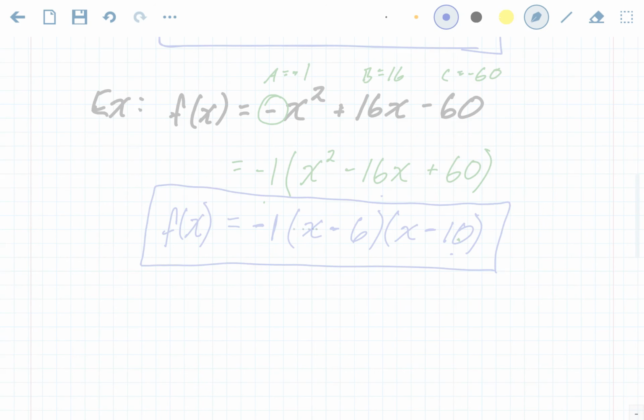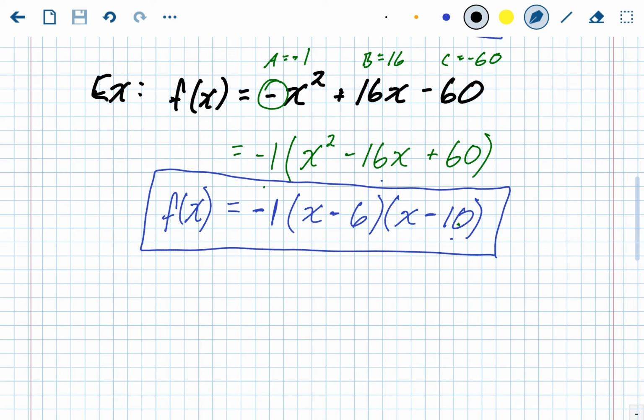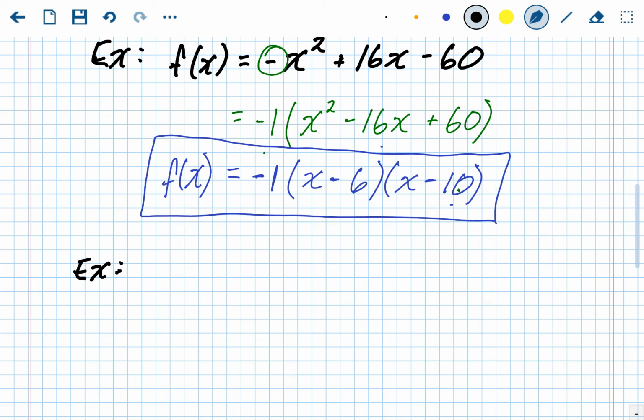Let's do one where the number in front is an x squared. Okay, I'm going to show an example that's a little different now. It's going to be a standard form example into factored form, but there's going to be a number in front of x squared that we can't factor out. So we have f of x equals 2x squared plus 3x plus 1.